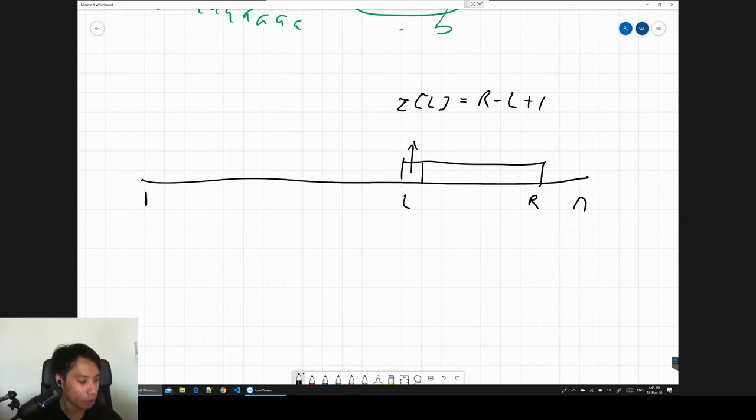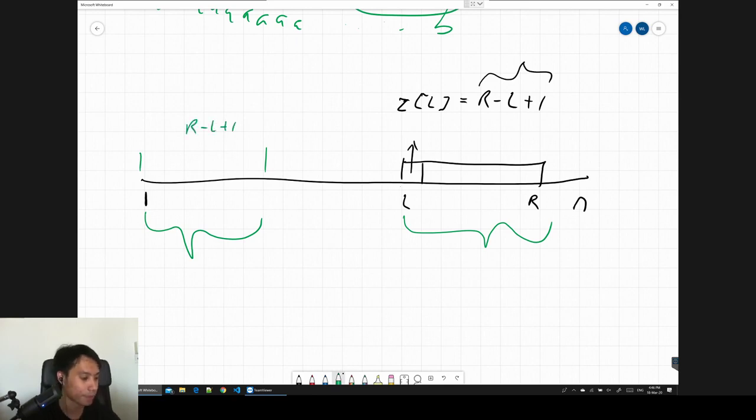And I know the number here actually denotes every letter here from L to R is the same as every letter here, right? Which is L, R minus L plus 1. Okay, the size of your Z box will always be the same as the size of the prefix box at the front, right? They are always a mirror.